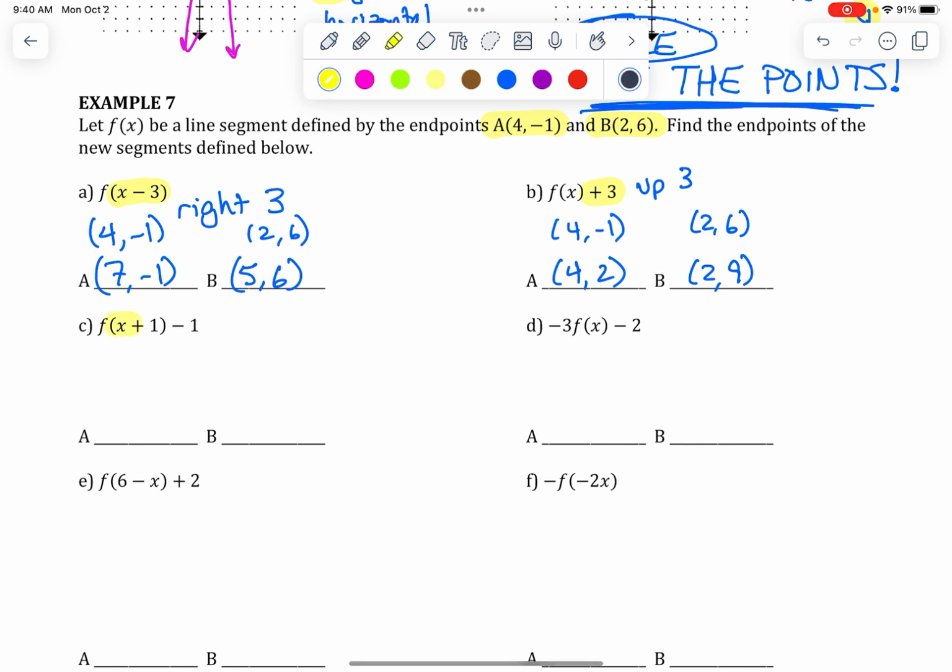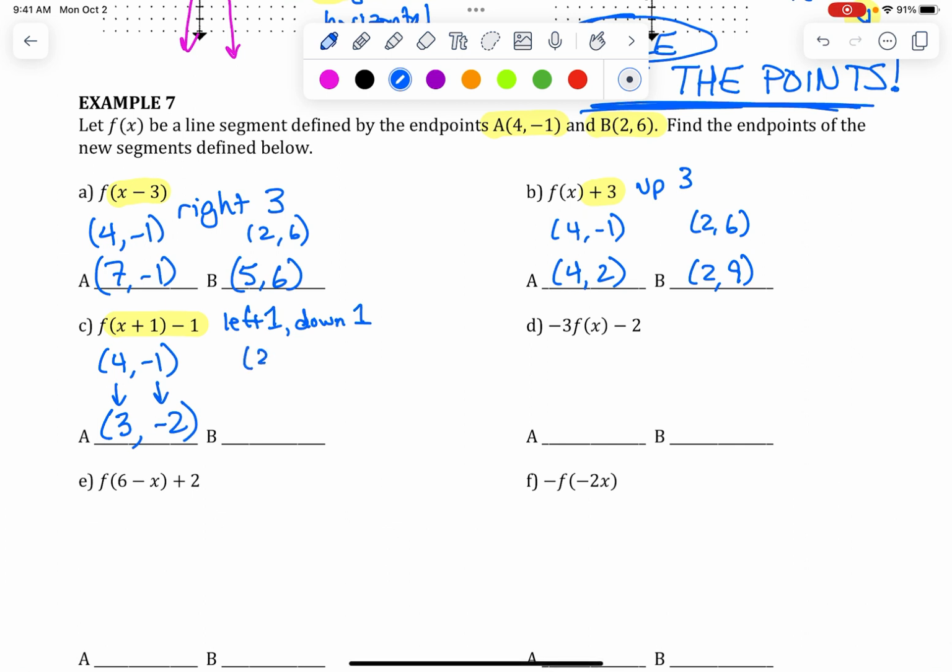So now we have x plus 1 minus 1. So again, that's going to the left 1 and then down 1. So we're actually going to affect both x and y at this point, right? So the 4 goes to the left 1, so that's going to make that 3. And the -1 is going to go down 1 to make that -2. So both things occur simultaneously.